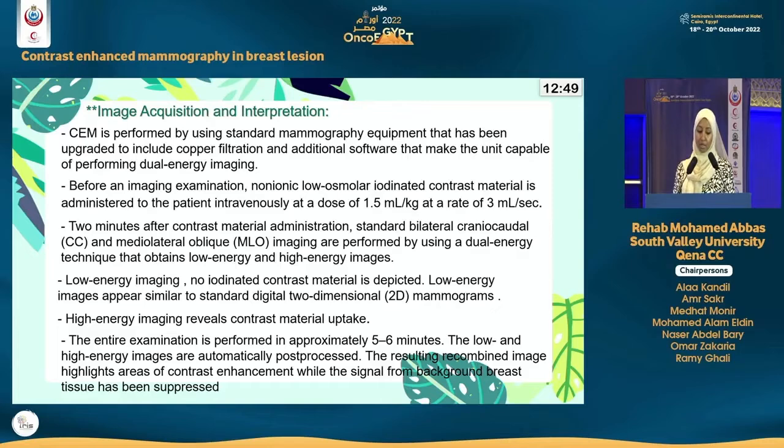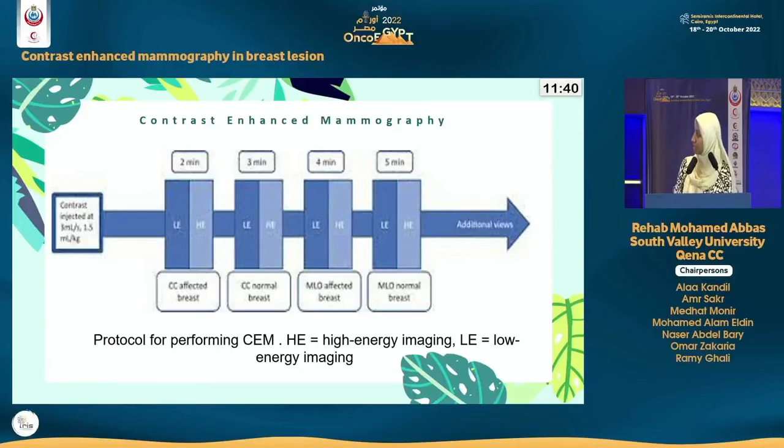الايمجنج اللي احنا في الاول بندي الكونتراست اللي هي بتكون هاي انرجي، بعدها بناخد السي سي بتاع النورمال بريست، بعدين بناخد الام ال او بتاع الافكتد بريست، وبعدين الام ال او بتاع النورمال بريست. زي ما قلنا الفحص تقريبا بياخد من 5 6 دقائق.